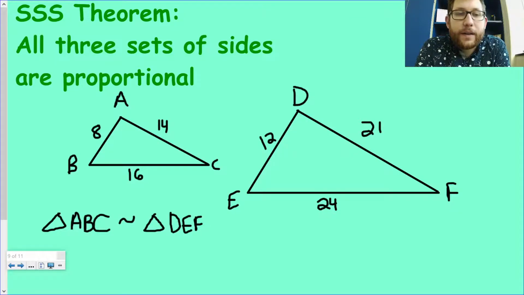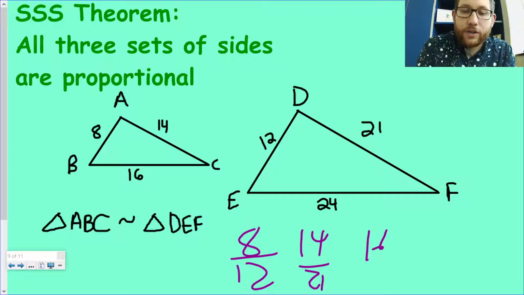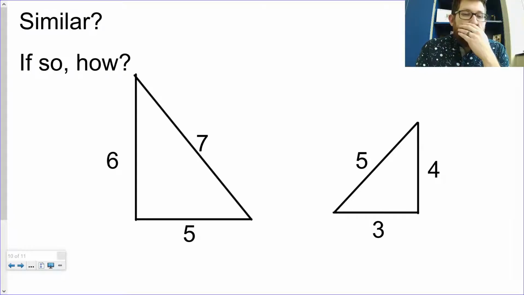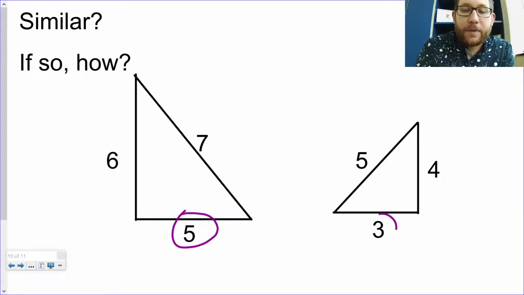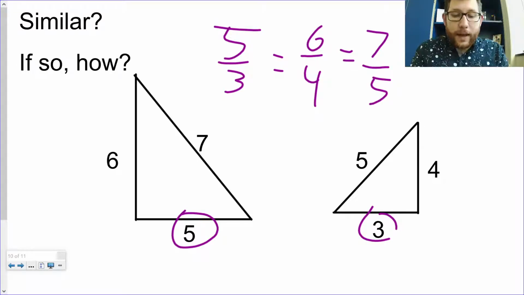All right, last one is side, side, side. Now, just like before, we're going to set them up. Smallest over smallest, medium over medium, largest over largest, and set them up equal to each other and see if they come out the same. So let's go ahead and try this one. My smallest here is 5. I'm going to set up with my smallest here at 3. 5 over 3. Is it equal to 6 over 4? And is that equal to 7 over 5? Okay, let's try that in our calculator.